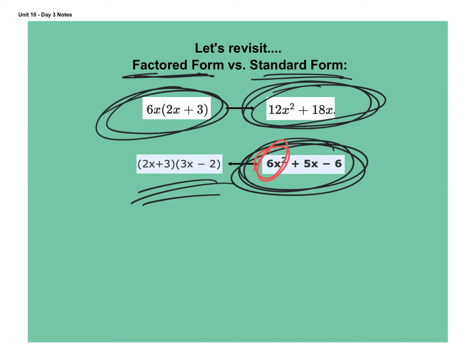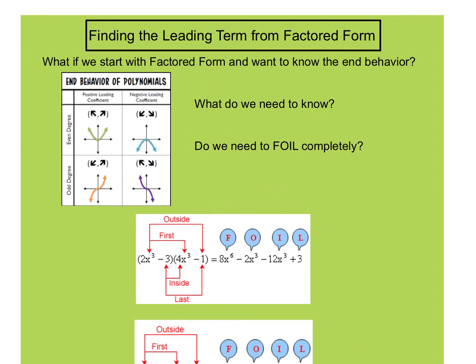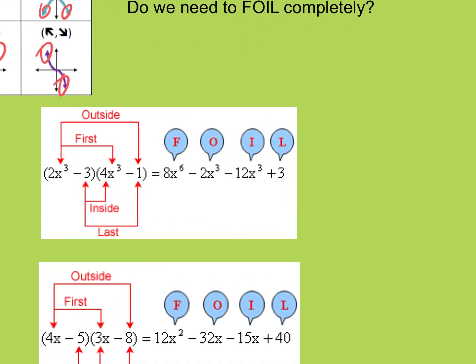All right, so anyway, find the leading term from factored form. Well, this is just saying we know this end is up and up. This one's down and down. You know, just looking at the pictures. This one's down and up, and this one's up and down. And this is just reminding you how to multiply these out. We've already done FOIL so many times that I'm not spending much time on it. I hope you know how to do this.